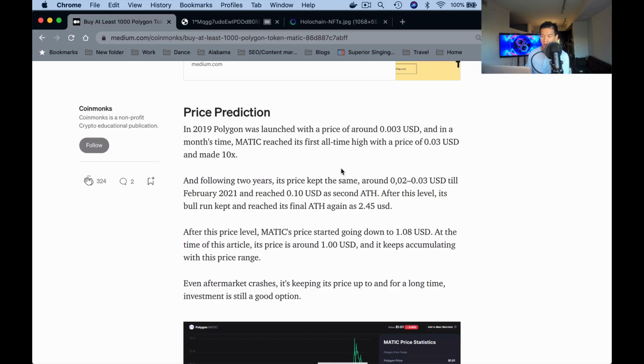The article did something really nice to go through the history of the price of Polygon. It was launched in 2019 with a price of around 0.003 USD, and in a month's time, it 10x to 0.03 USD. And that was its all-time high back then. And then following 2 years, the price really just kept the same, around 0.02 to 0.03 USD until February 2021. It reached 10 cents as the second all-time high. After this level, its bull run kept and reached its final all-time high again as $2.45. After this price level, MATIC started to go down to 1.08 USD. And at the time of this article, they were saying that the price was around $1, which I think is a nice price to accumulate actually.